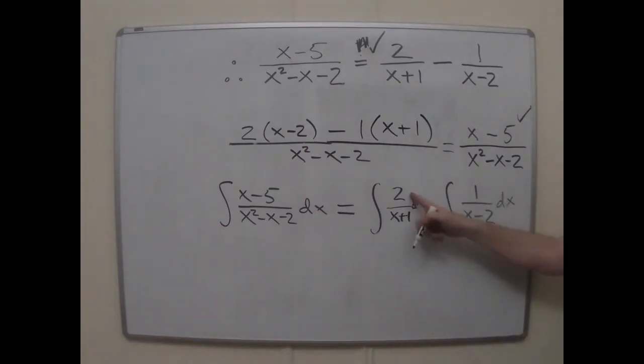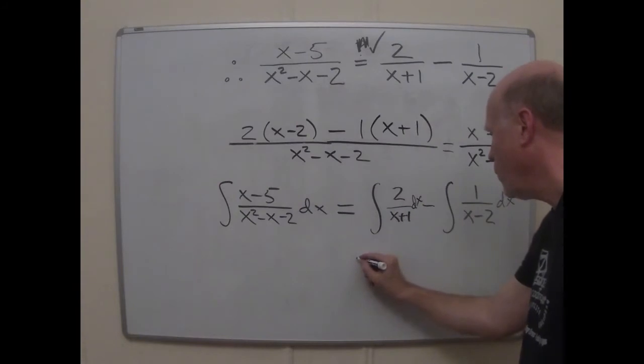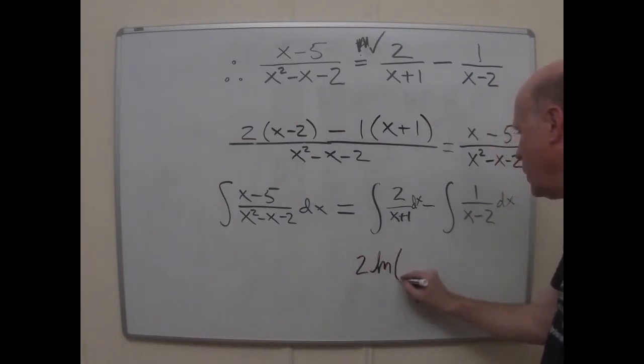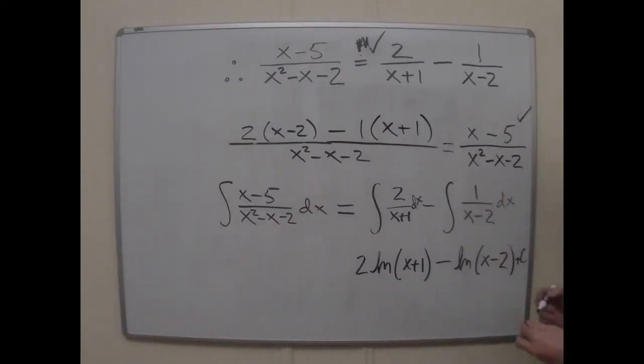Why are these so easy? Well, the 2 can come up front, and a quick u substitution with u being x plus 1 means this one would be the reciprocal of u, so its antiderivative is natural log of u. So we'll get 2 times the natural log of x plus 1 minus, here we just have the natural log of x minus 2. Of course, there could be a constant in there if we don't have limits or whatever. But if you're just looking to find an antiderivative, we had it.